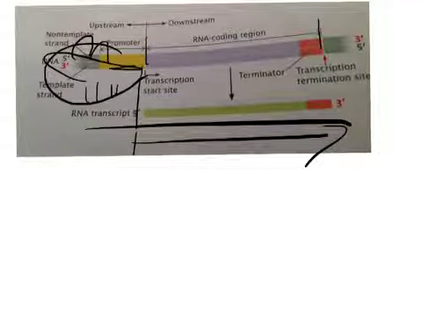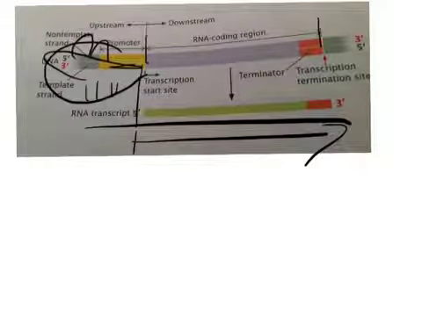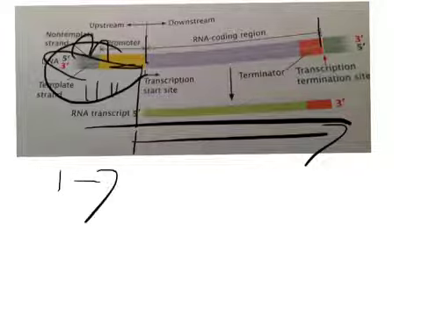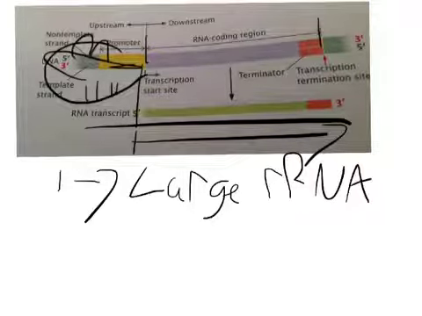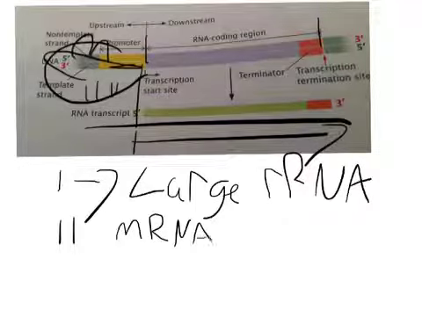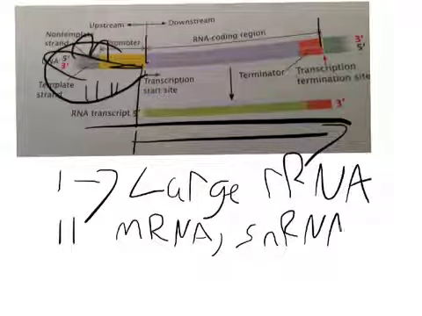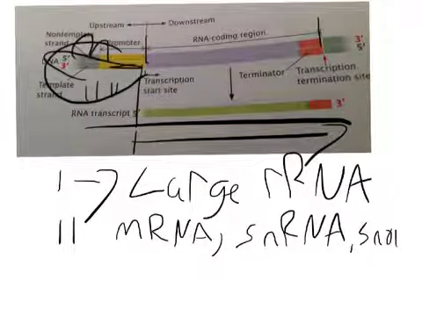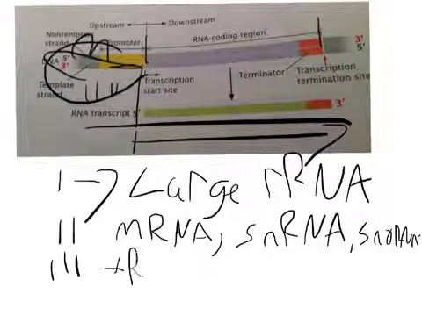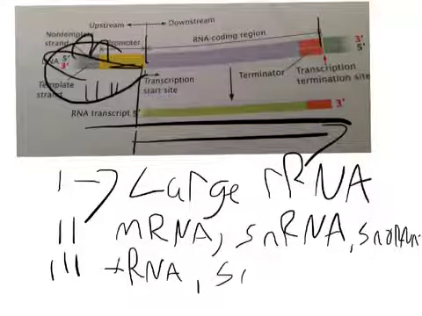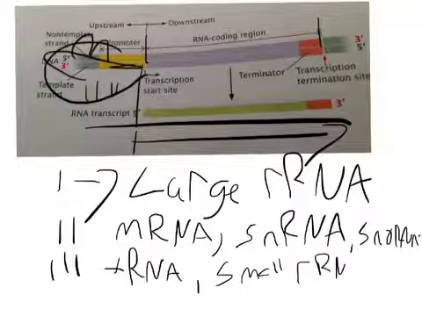I talked about 3 types of RNA polymerase: RNA polymerase 1, RNA polymerase 2, and RNA polymerase 3. RNA polymerase 1's main function is for large rRNA molecules. RNA polymerase 2 is for pre-mRNA. It also helps make the snRNA and the snoRNA. And then last is RNA polymerase 3, which makes the tRNA, the small ribosomal RNA, and some snRNAs as well.